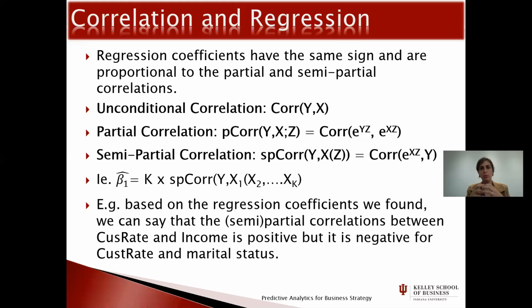But would it be any measure of correlation? Not really. The measures of correlation that are very much linked to our estimated betas are the partial and semi-partial correlations. So what are the three measures we can think about when we're thinking of how variables are moving together?